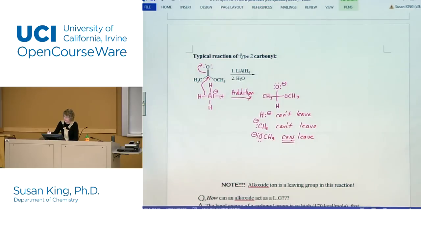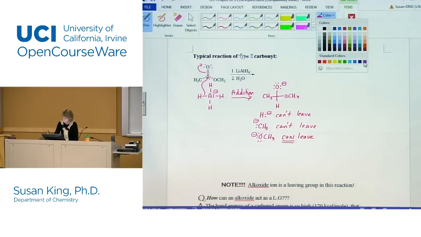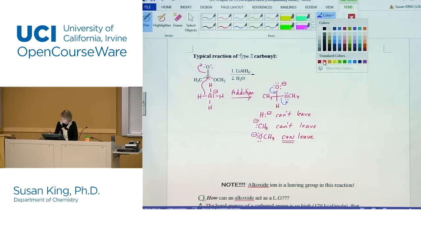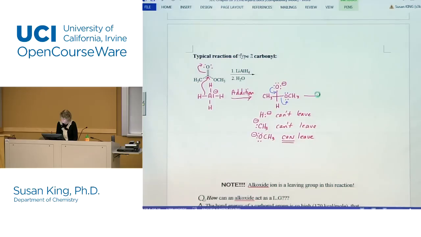All right, so what we're going to have is elimination here. So notice what I'm doing in my arrow pushing. I put lone pairs on all the reacting species. If the oxygen's reacting, I have all of its lone pairs. If the methoxy group is leaving, I have all of its lone pairs. All right, so let's see what we get after that step. Addition, elimination. And that's what we'd expect for type 2.